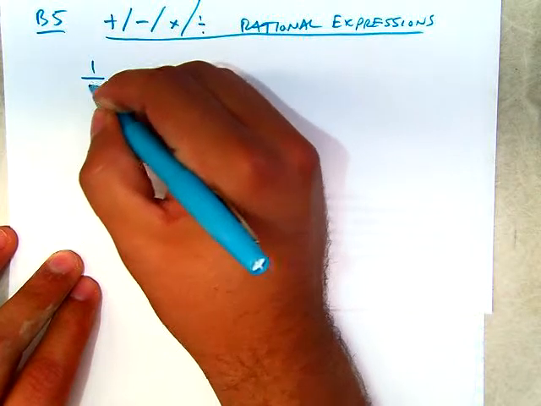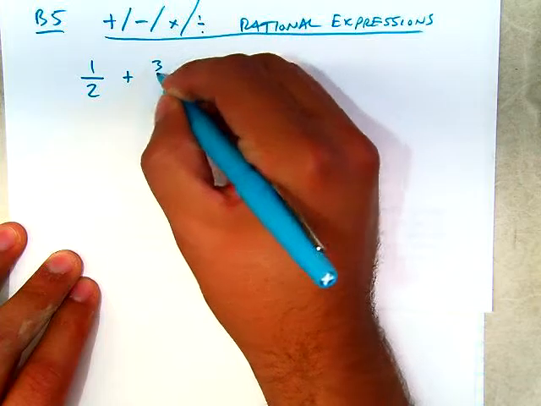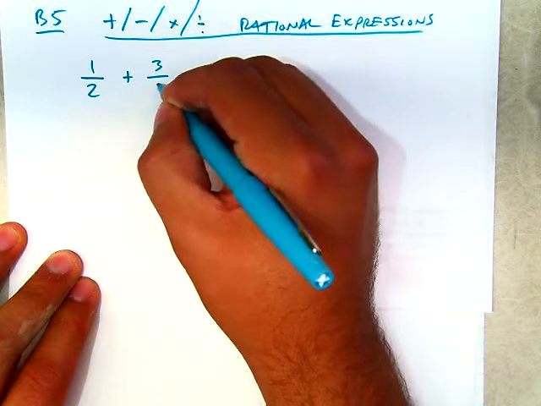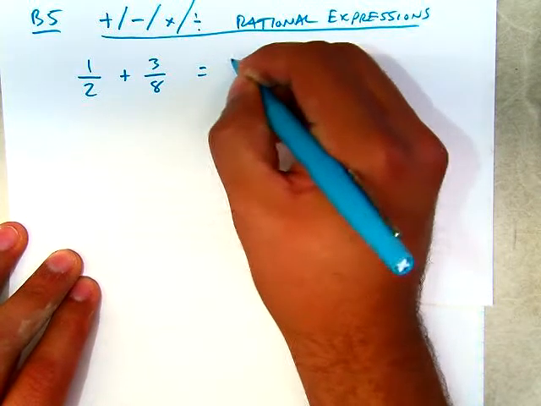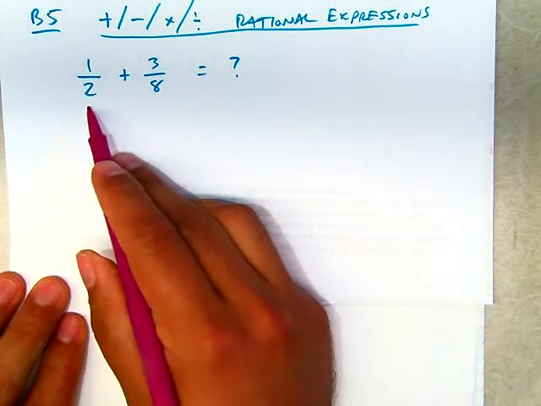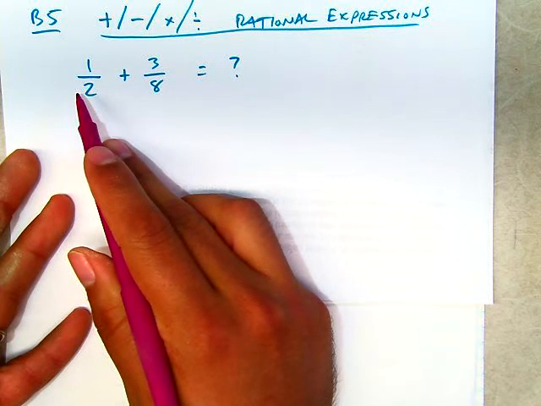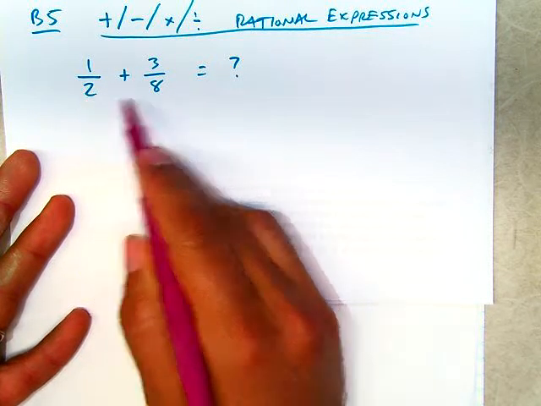If I have 1/2 plus, let's say, 3/8, and I ask you to tell me what that is. Anybody? What would we do first? Yeah, just go ahead, Pavlos. Multiply the first fraction by 4. So you just know by looking at that, oh, I got to take a 4 to the first fraction, right? Yeah. What does that give us?